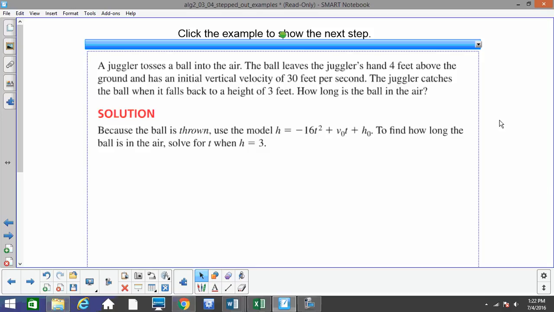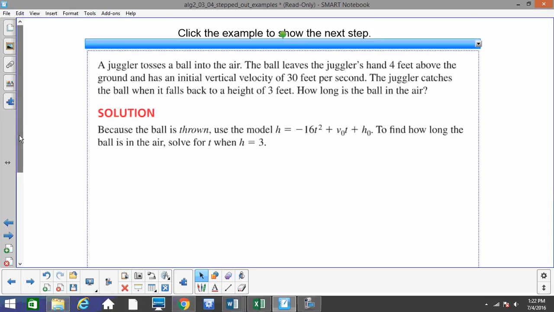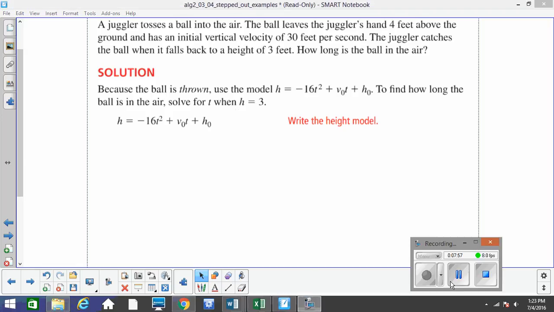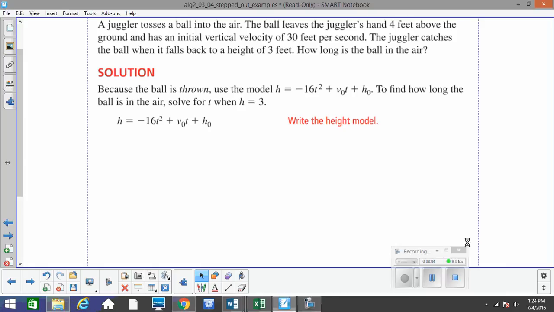I don't know if you guys just heard a dog bark. If he did, he's excited about this problem. So, just a second, guys. I'm going to pause. All right, I am back.